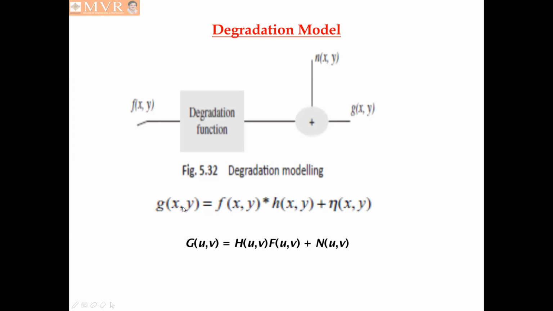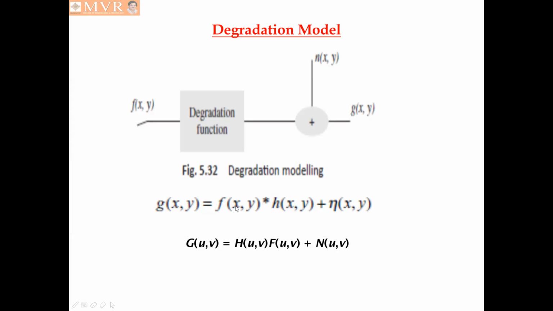Here, for this equation, g of x comma y equals f of x comma y star h of x comma y plus eta of x comma y, if we apply the Fourier transform, we get G of u comma v, which is equal to H of u comma v times F of u comma v plus N of u comma v. This is because of convolution. If f and h are convolved in the spatial domain, they are multiplied in the frequency domain. X comma y indicates the spatial domain, u comma v indicates the frequency domain. So convolution in the spatial domain is equal to multiplication in the frequency domain.